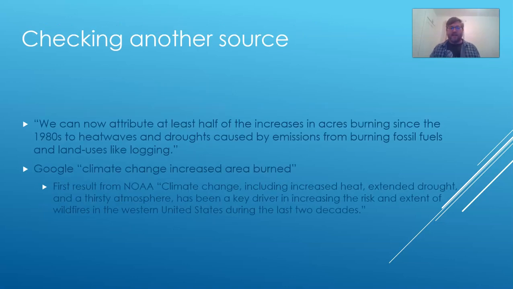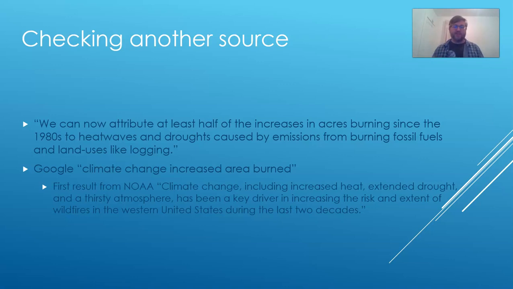So let's see if we can find any other sources that will confirm or refute this natural science claim that we're looking at here, right? Which, again, I've got it on the next few slides just so that we can remember what we're looking at. So De La Salle claims we can now attribute at least half of the increases in acres burning since the 1980s to heat waves and droughts caused by emissions from burning fossil fuels and land uses like logging. So the first thing we might do is just Google climate change increased area burned and see if any of the results give us any sort of confirmation on this claim.